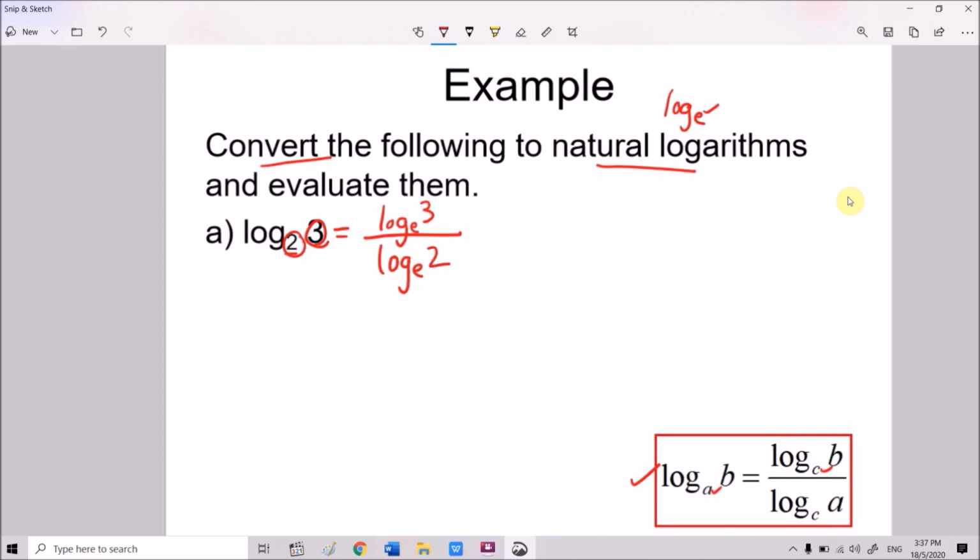Now the problem here comes. How are we going to find this value, right? So remember, we learned that log base e of a value is also equal to ln of that value. So log base e of 3 is equal to ln 3. Okay, so you can calculate the value of this by using your calculator.